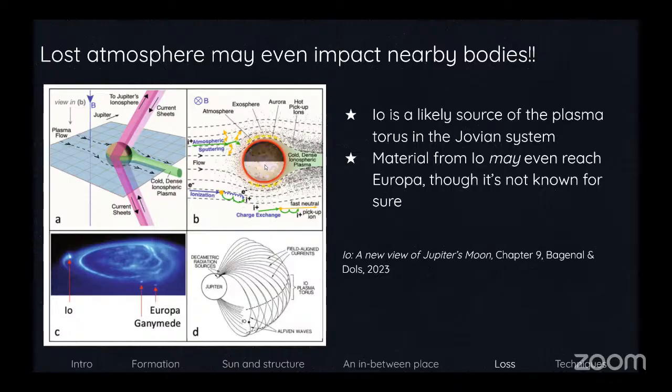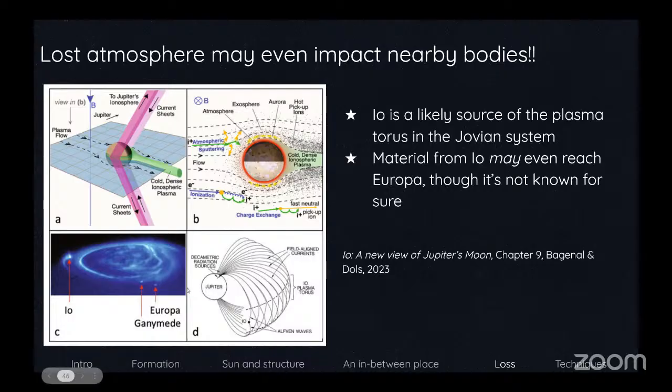And it's even possible that some of that material could make it down to the surface of Europa, which is really cool. We don't have anything like that really here in the inner solar system. This also has really interesting implications for habitability on Jovian moons. So are things living on Io? Probably not. It's got a really bad radiation environment for life, and the volcanism makes it pretty hostile.